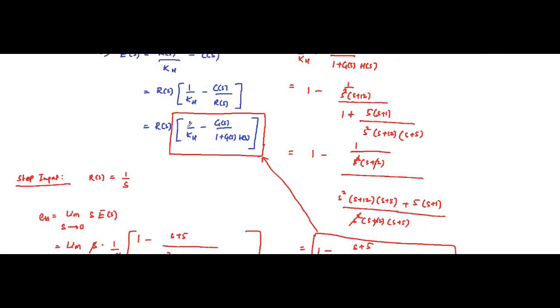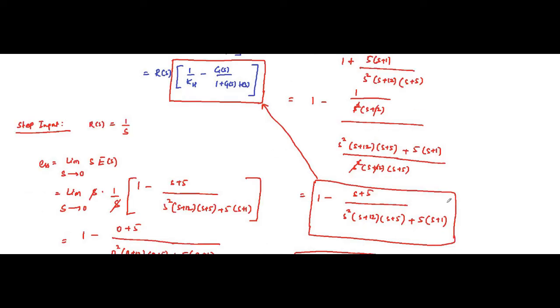Remember, everything else is fixed up to this point. We have to first figure out this 1 by kh minus gs by 1 plus gshs, which we have calculated as this one. All we have to do is substitute rs. For unit ramp input, it will be 1 by s square. So just like we substituted rs with 1 by s for step input, for ramp input we will substitute it with 1 by s square. So let us do that.